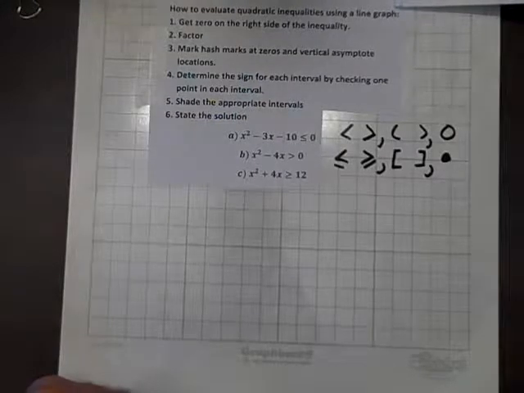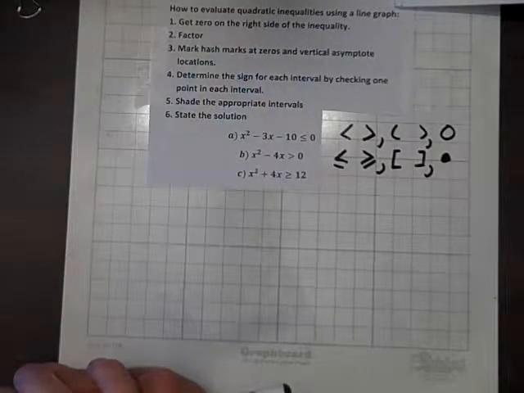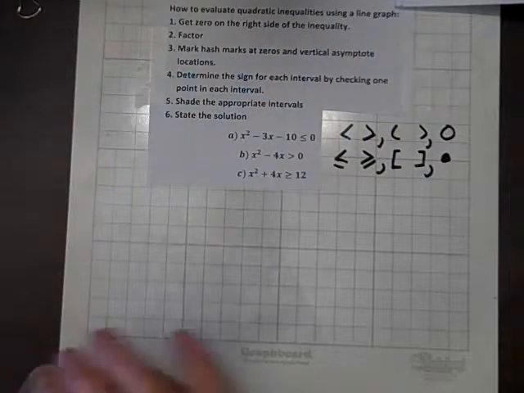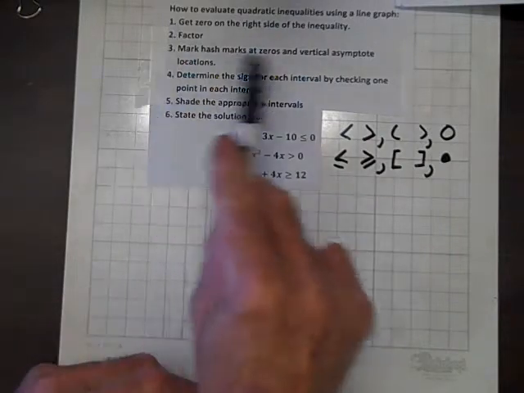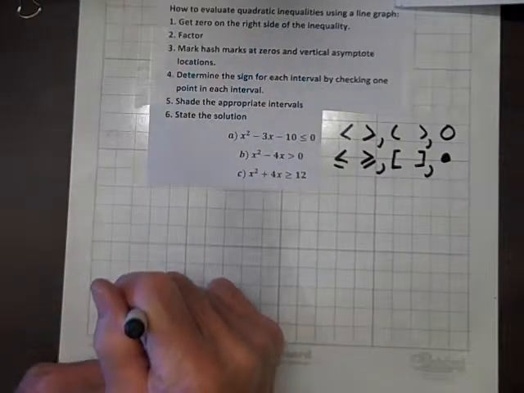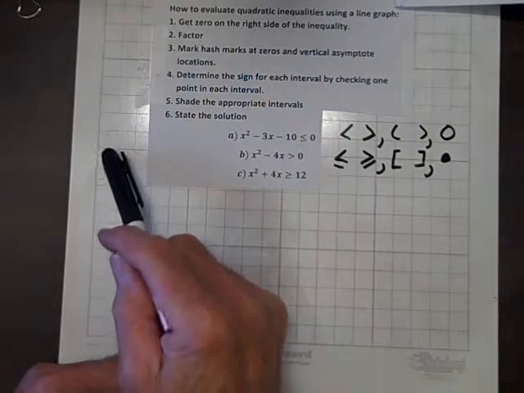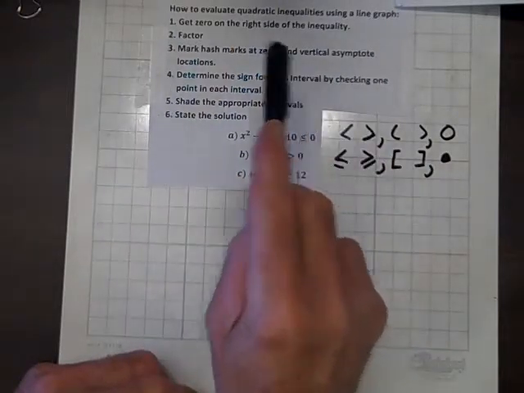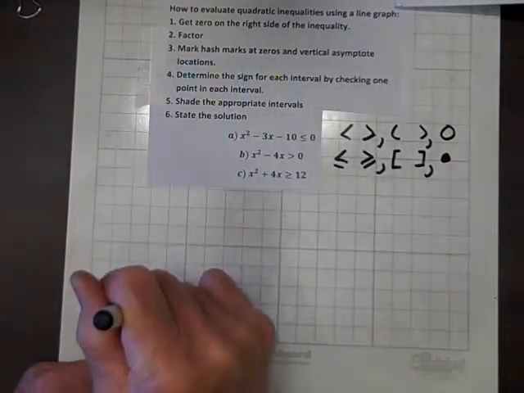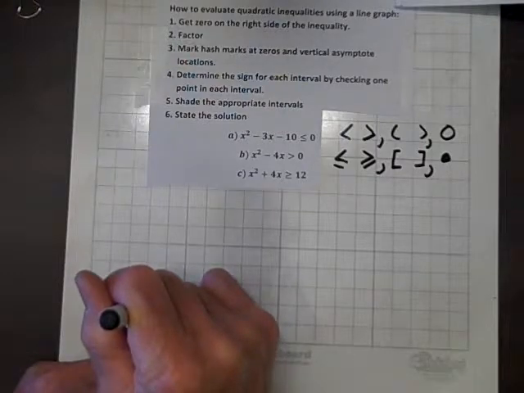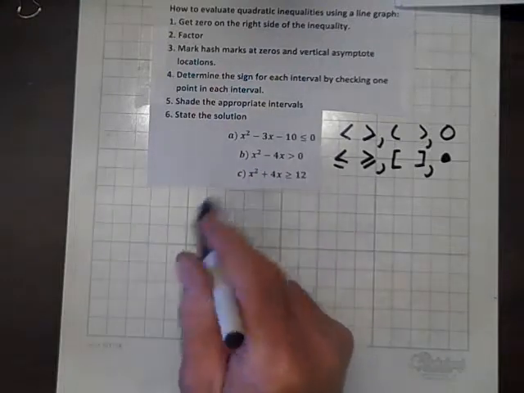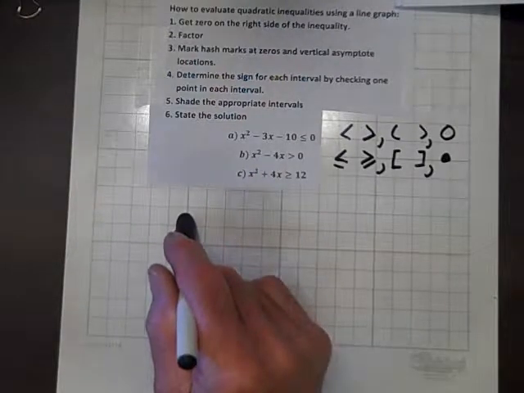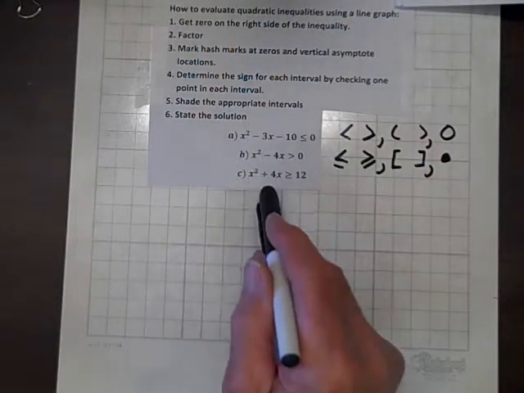Well, today we're going to use a number line to evaluate quadratic inequalities. And here's the procedure we're going to go through. We're going to get a 0 on one side of the inequality. Then we're going to factor. Then we're going to draw a number line and put hash marks at the zeros. Then we're going to determine the sign for each interval, shade the appropriate intervals, and state the solution. We have 3 problems to do.